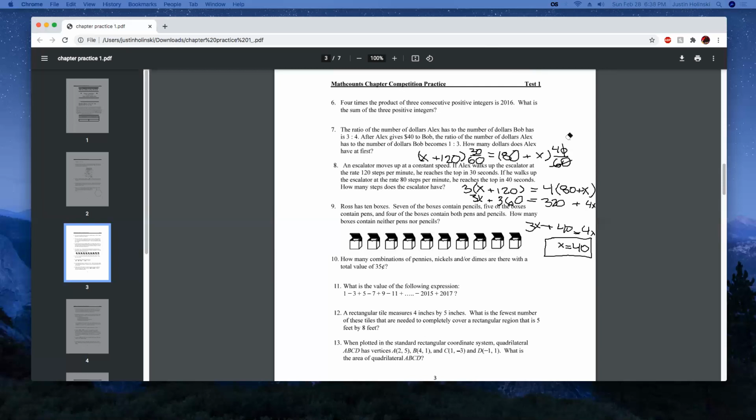You could use either this part of the equation or this part. It doesn't really matter, we would get the same thing. Just plug in what we get for x. If you plug x in for either of these, we get 80 as our answer. So there are 80 steps in the escalator.